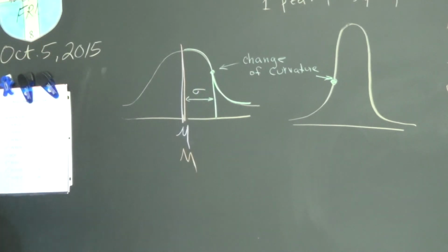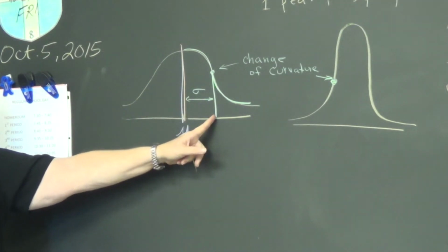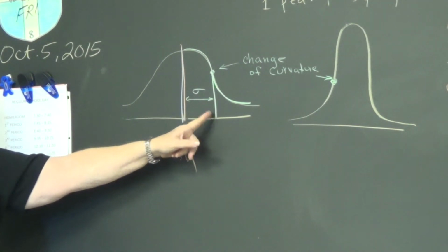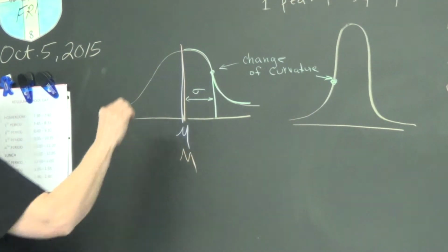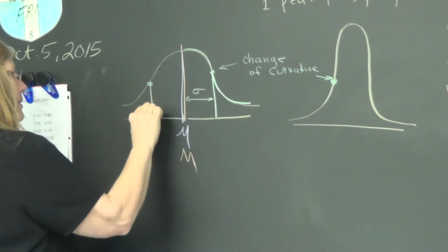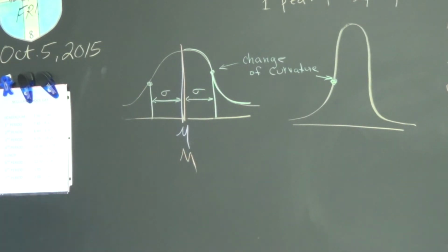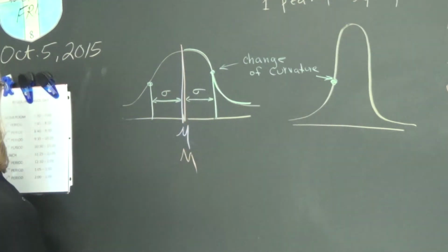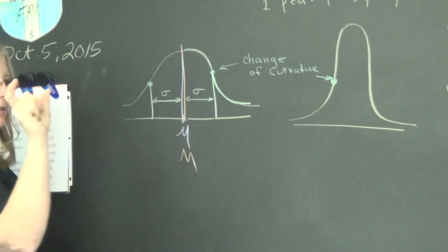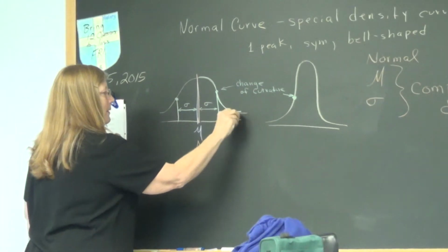So notice how I drew that. There's an arrow from the mean to where the change of curvature takes place. And that distance is one standard deviation from the mean. So we can go out this side as well and say that is one standard deviation from the mean. Two standard deviations from the mean. I can't show you a point of curvature, but now you know the distance is this far on mine. Yours on your paper is going to be different, but eyeball it. So that would be two standard deviations from the mean.